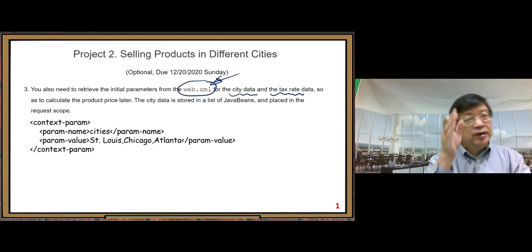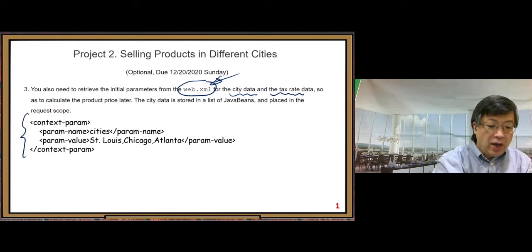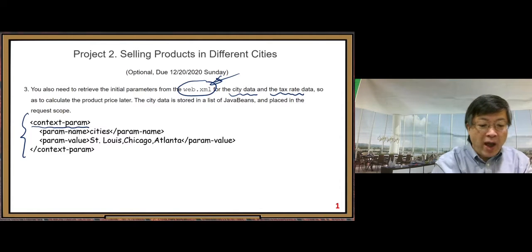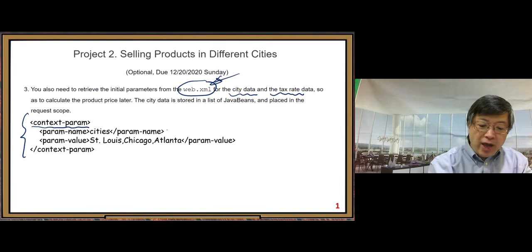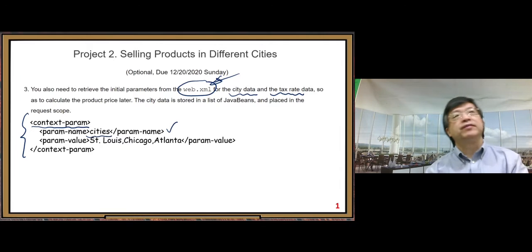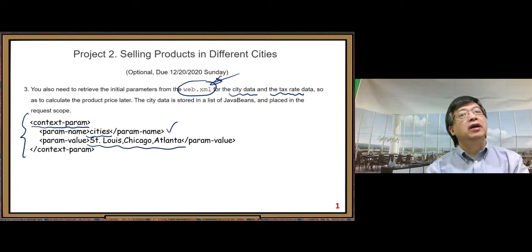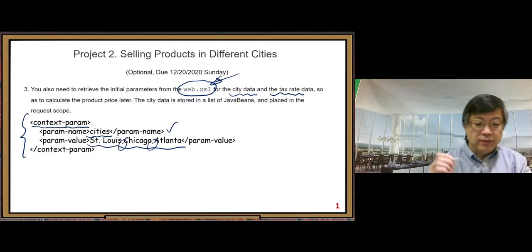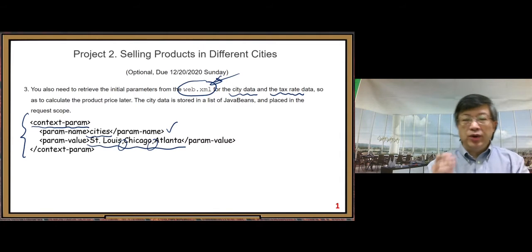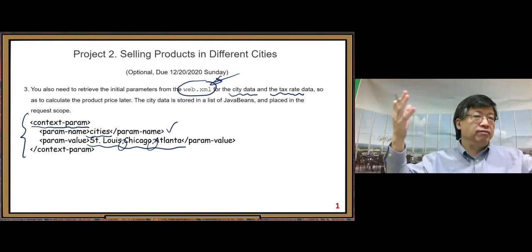So how do we store them in the web.xml? You can see here, we use the context-param element. First we give it a param-name, second we give it a value, which is a string value. We have a list of cities separated by commas, because in our servlet we will use these commas as delimiters to split the string into a string array.